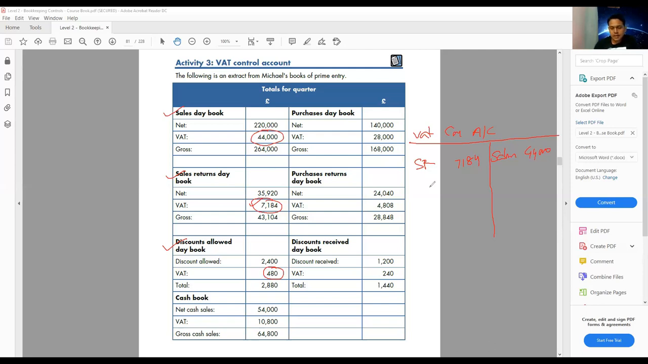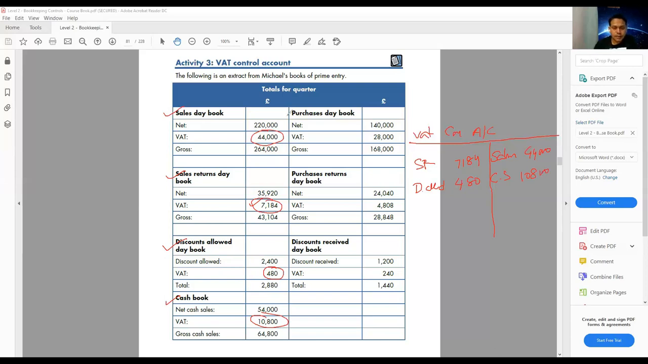Discount allowed 480. Then we have cash book. On the cash book, I can see cash sale 10,800. Because of the cash sales, we have collected some VAT on the credit side. Doesn't matter, cash sale, credit sale, you need to pay the VAT. There is no skip of VAT.